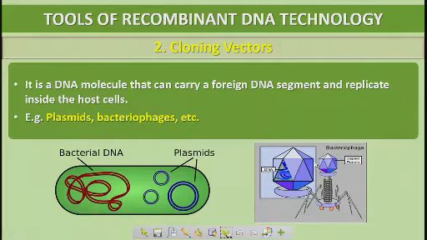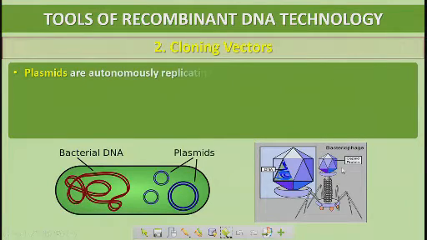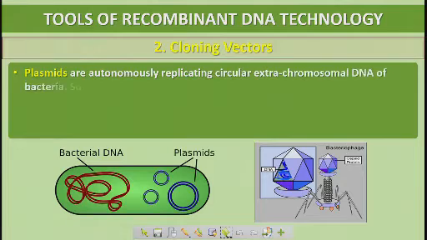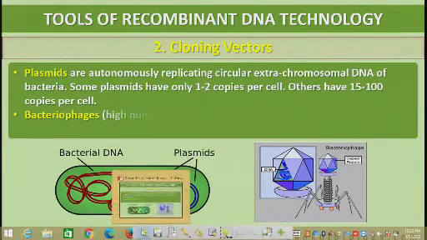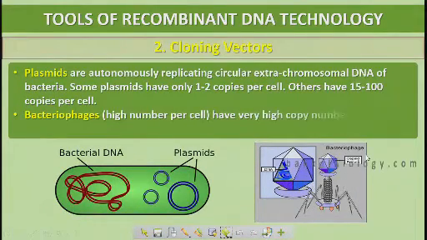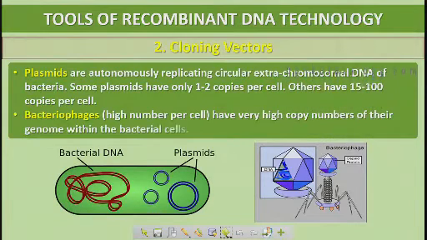This is the virus which grows on the bacteria, so they are known as the bacteriophages. Bacteriophages are those viruses which grow on the bacterial cells. Bacteriophages have a high number per cell. This means that they have a very high copy number of their genome within the bacterial cells.